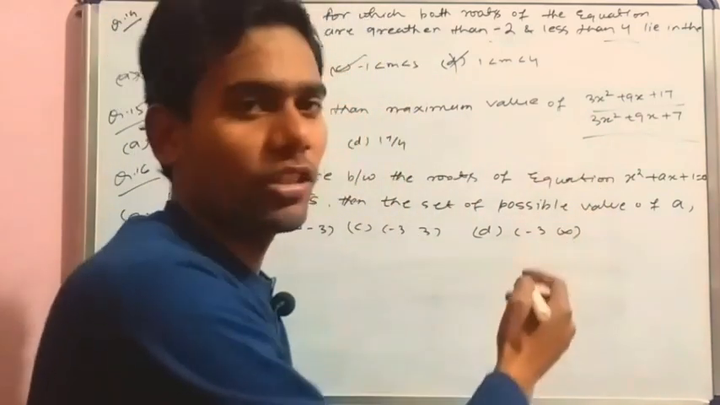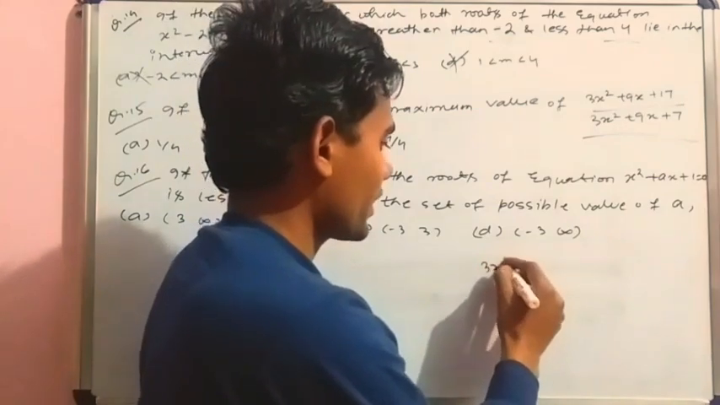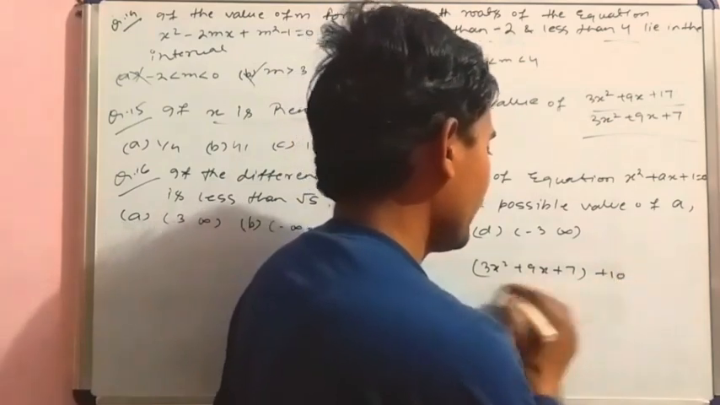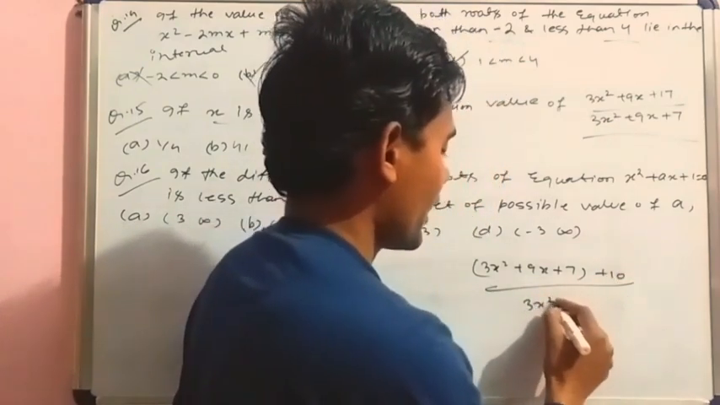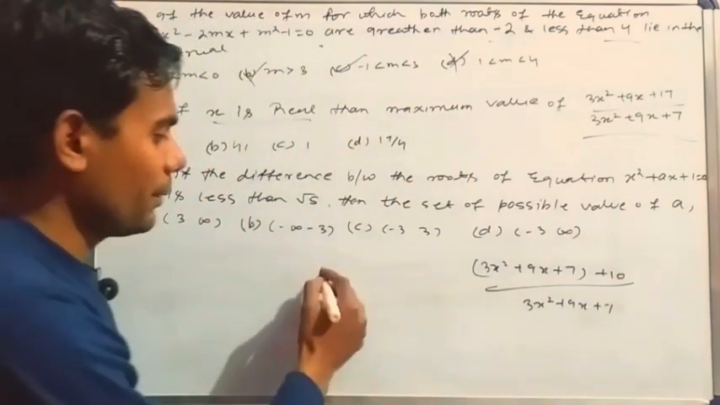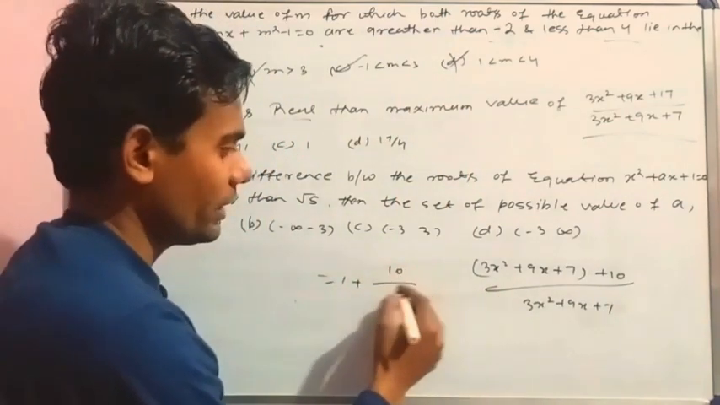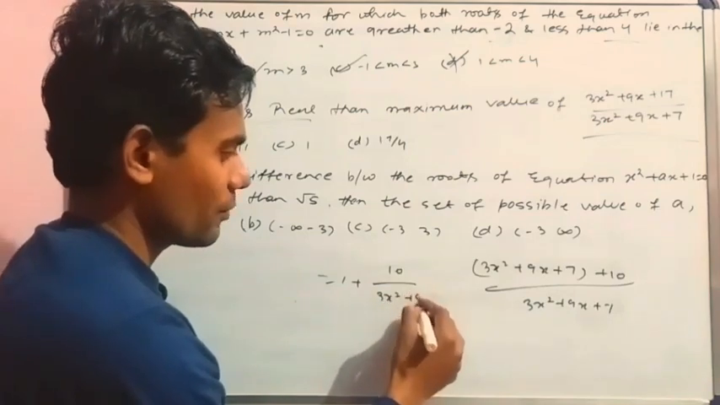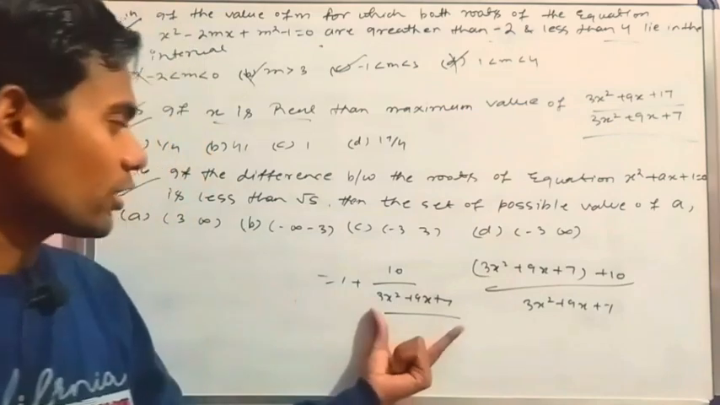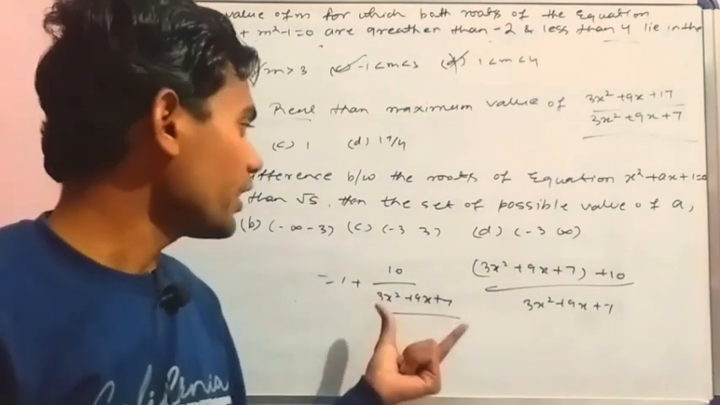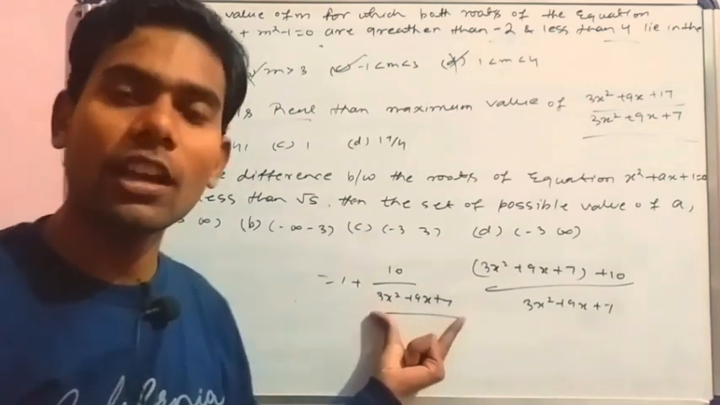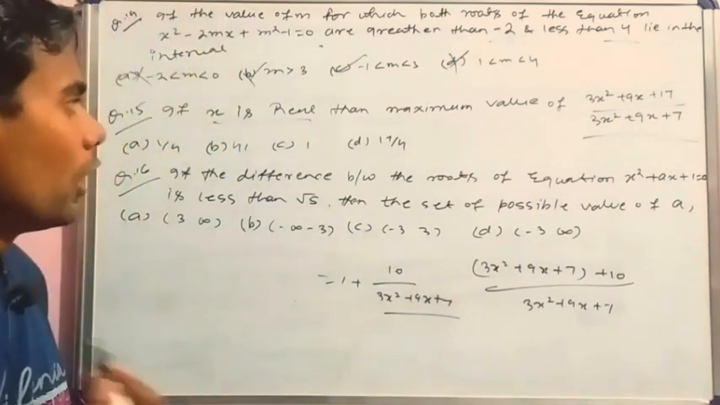Then we can write this equation in this form: (3x² + 9x + 7 + 10) divided by (3x² + 9x + 7). Then if we separate, it is 1 + 10 divided by (3x² + 9x + 7). Then we find the maximum value. If we find the minimum value of this quadratic expression, then the whole value is maximum.